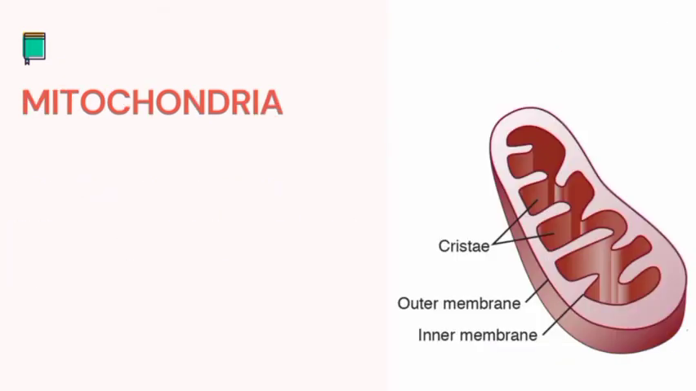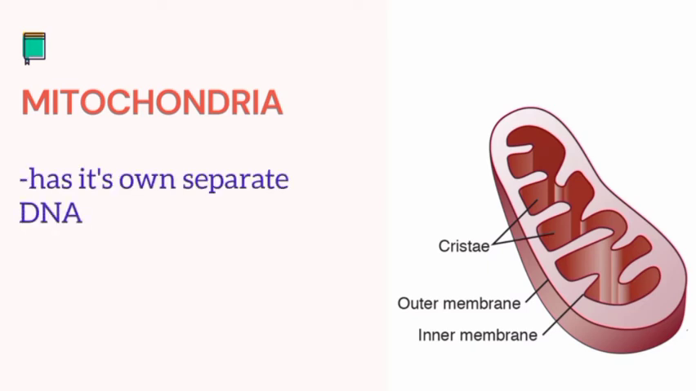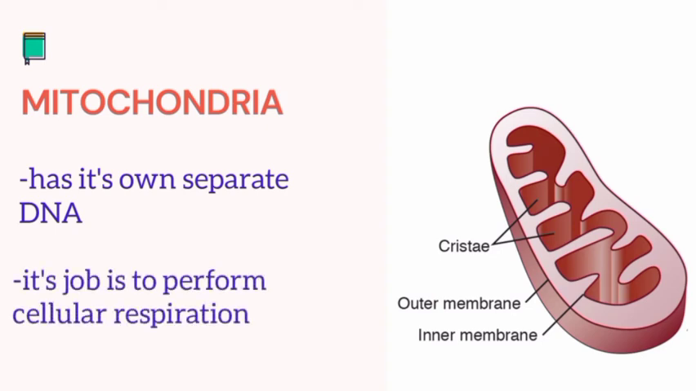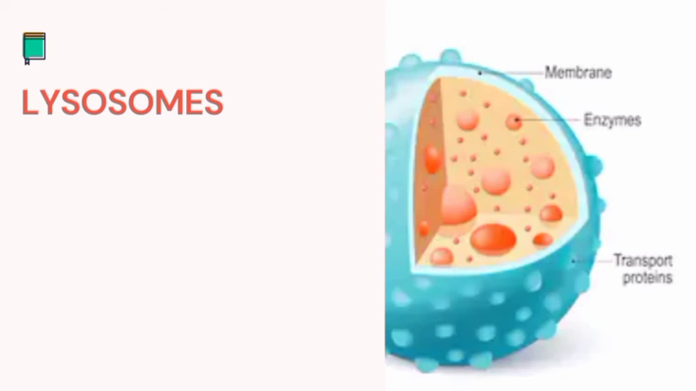Now, let's talk about the other organelles, the mitochondria. Mitochondria has its own separate DNA. It's different from the DNA of the cell, and its job is to perform cellular respiration. In that process, it takes energy from fats and carbohydrates and converts it into a molecule known as ATP, or adenosine triphosphate.